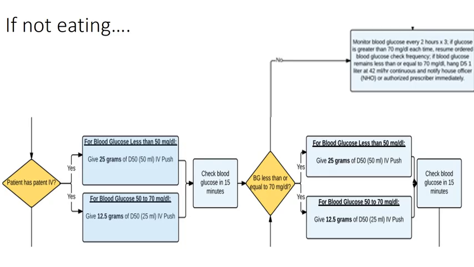If the patient's not eating and they have an IV, again, the same sort of algorithm applies. If the blood glucose is less than 70 but greater than 50 milligrams per deciliter, they want you to give 12.5 grams of D50 IV push. If it's less than 50, you're going to give double that, 25 grams of D50, so it's essentially 50 mils IV push. Again, just like with the oral protocol, you check the blood glucose in 15 minutes and then go from there.